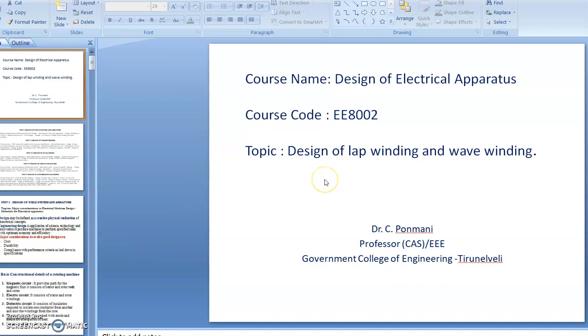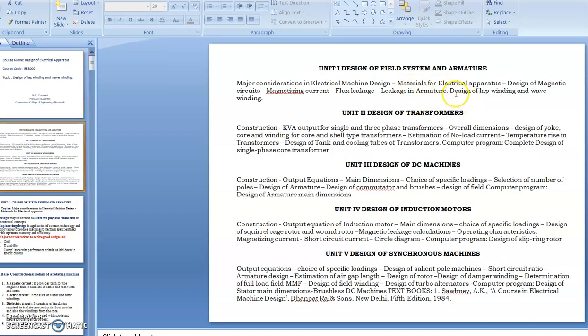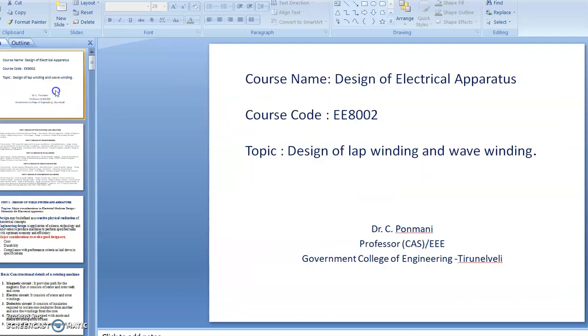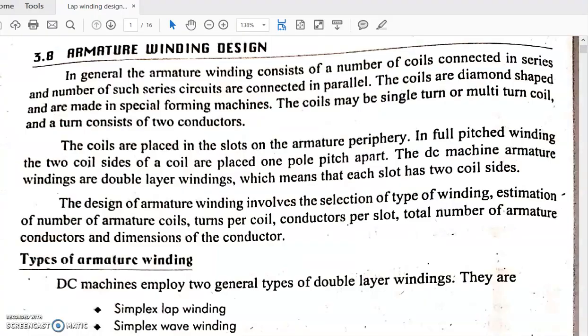Good morning, all. Today we are going to discuss the topic design of lap winding and wave winding in DC machine in the subject design of electrical apparatus. In the first unit, design of lap winding and wave winding is there. So, we are going to discuss the topic design of lap winding and wave winding now. So, it is armature winding design.